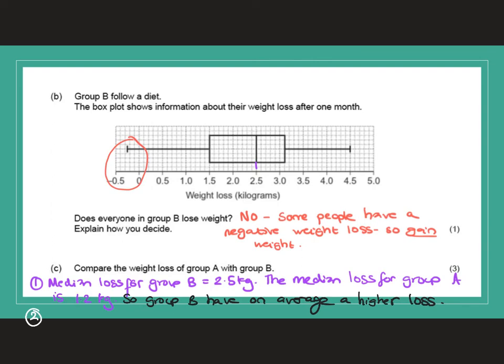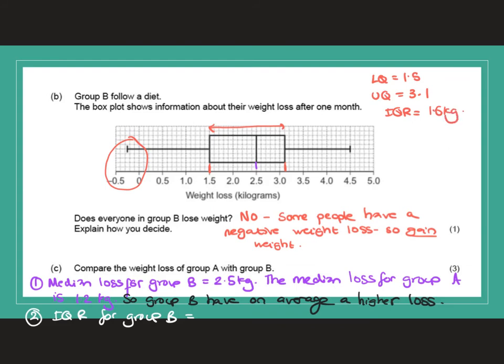Now, let's have a look at the interquartile range for each group. So the interquartile range for Group B is this value here. It's the measurement which takes us from the lower quartile to the upper quartile here. So the lower quartile is 1.5. The upper quartile is equal to 3.1. So the interquartile range for Group B is the difference between these two values, which is 1.6. So that's the spread of the central 50% of the data.